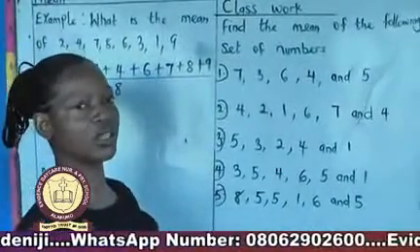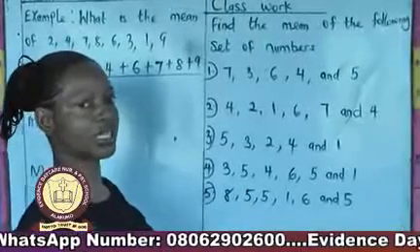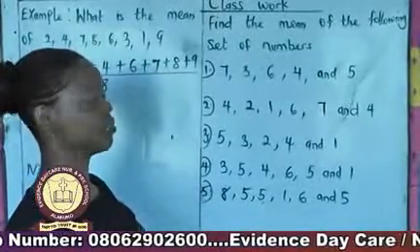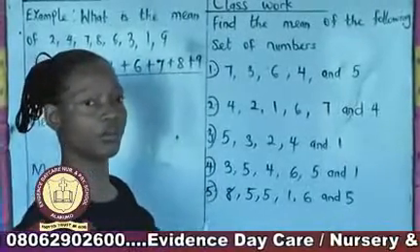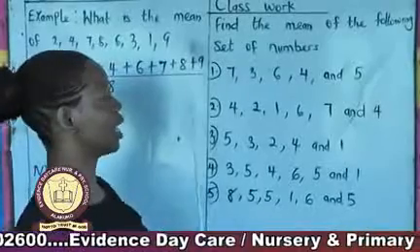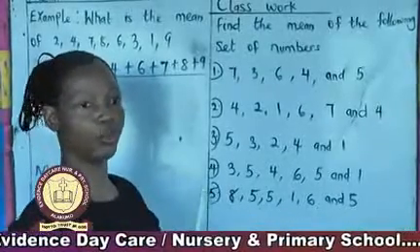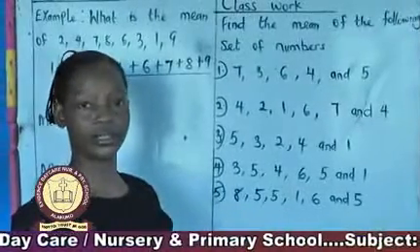Don't forget that you start from the smallest number. You start adding from the smallest number to the biggest number, and you divide by the total number of the numbers. I hope you are clear.